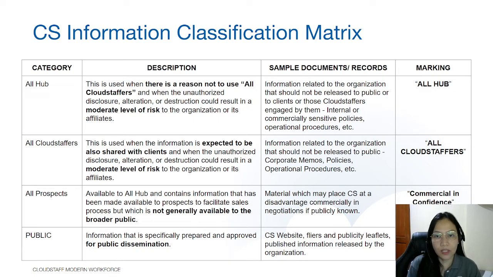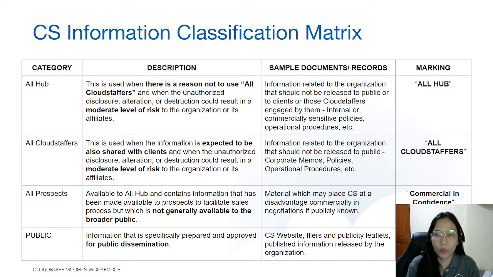Next on the list is all cloud staffers. So this is used when the information related to cloud staff is expected to be also shared with the clients. Samples are corporate memos, policies, and operational procedures where the scope is for all cloud staffers. In terms of risk, if the unauthorized disclosure or alteration or destruction could result in a moderate level of risk, then this will fall under all hub and all cloud staffers.